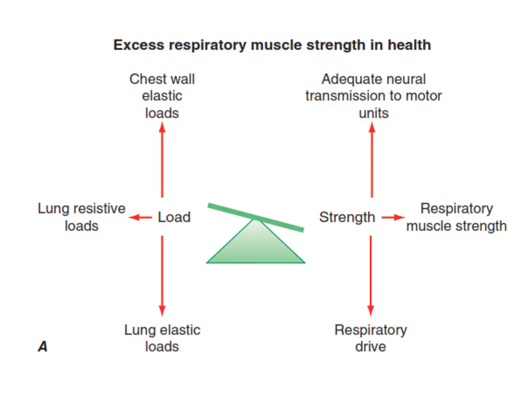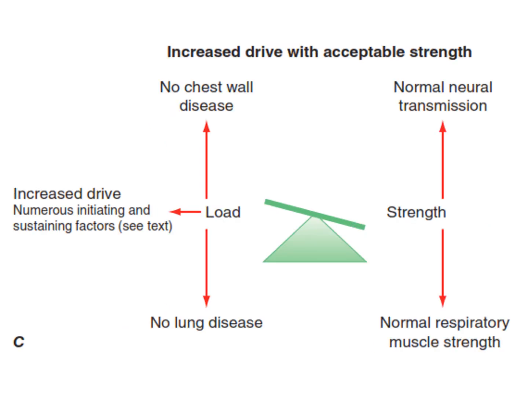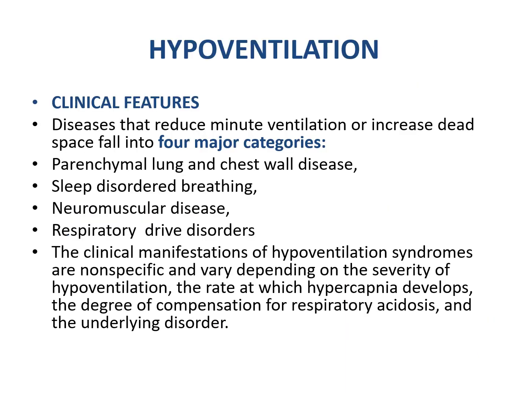Here you see excess respiratory muscle strength in health. Diseases that reduce minute ventilation or increase dead space fall into four major categories: parenchymal lung and chest wall disease, sleep-disordered breathing, neuromuscular disease, and respiratory drive disorders.